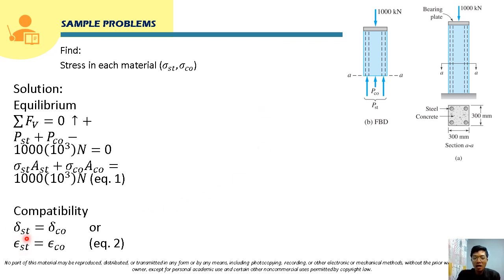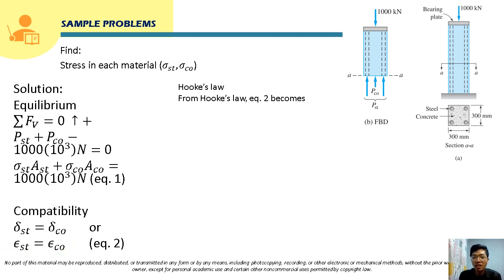Similarly, we can also express this in terms of strain, which is directly proportional to the deformation. So we can also say that the strain in the steel is equal to the strain in the concrete. From this compatibility equation, we can use Hooke's law to express strain in terms of what is being asked in the problem. In the problem, this is stress, so we can express strain in terms of stress.